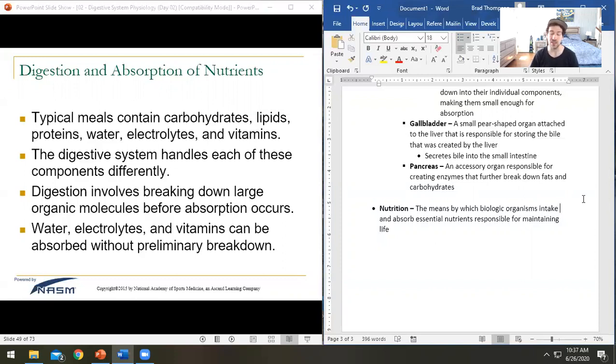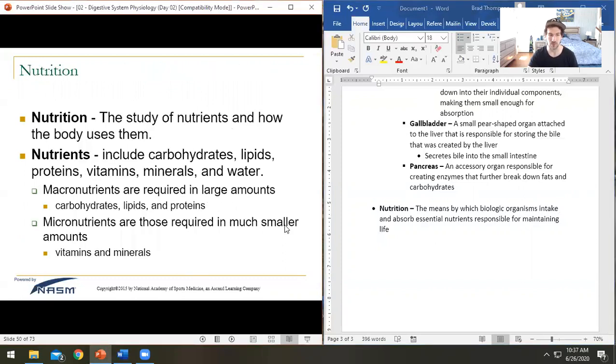Vitamins are these little chemicals that aid in metabolic processes. So we need to be able to eat those different chemicals, those different elements, in order for us to be able to use our body. It allows our cells to be able to do their jobs, right? So nutrition is the study of nutrients and how the body uses them. I'll actually put that definition down here as well. So it's the study of nutrients and how the body uses them, right? What are nutrients?